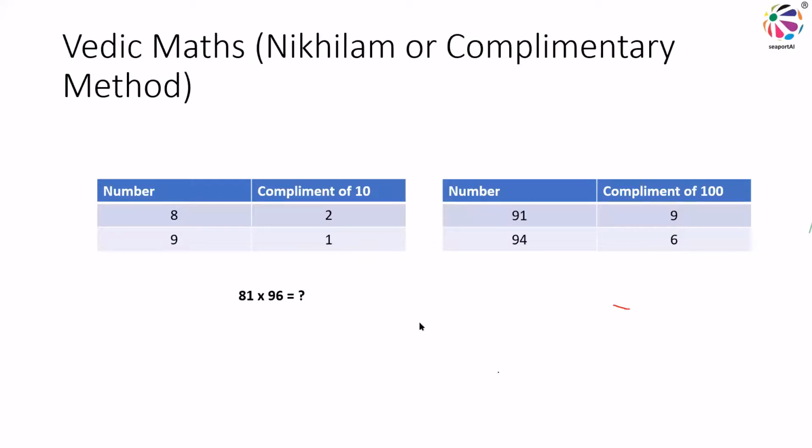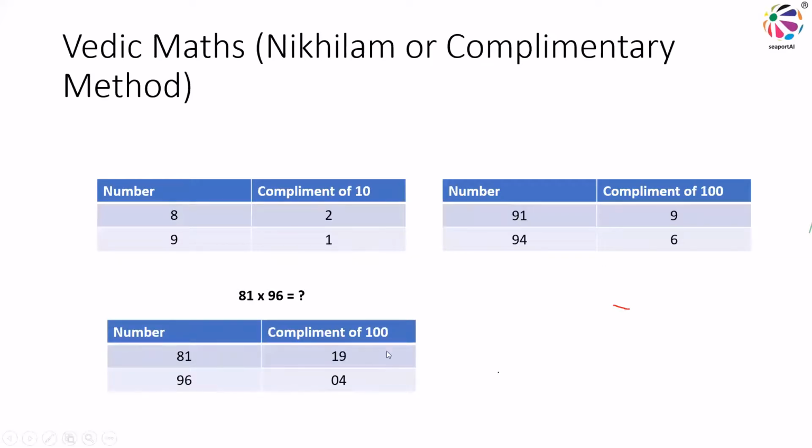You have understood, right? Just for the benefit of everyone, I will explain it once, okay? This is nothing but 100 minus 81. This is 100 minus 96. First, you find the difference. How will you multiply 19 into 4? You do like this, right? Yes, sir.